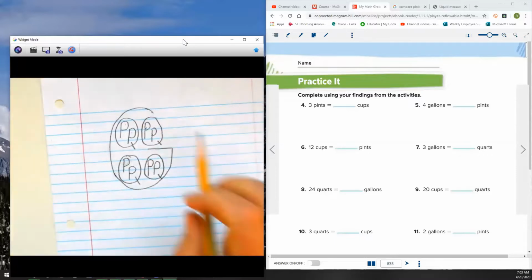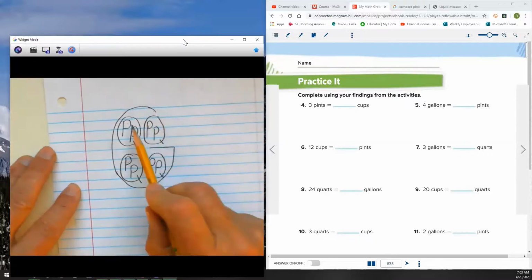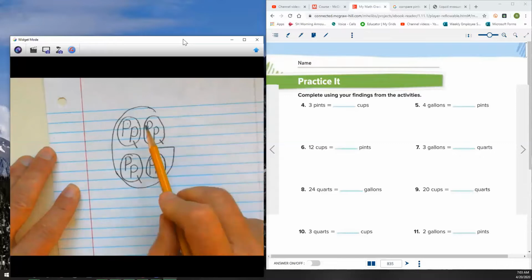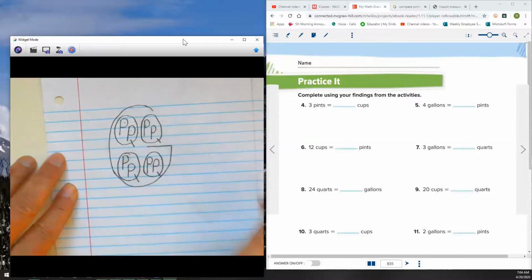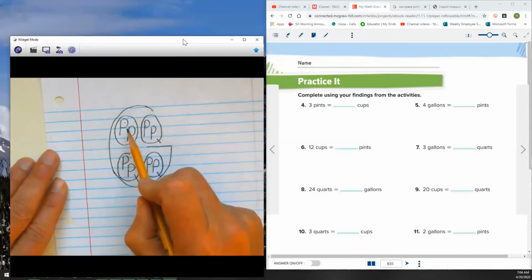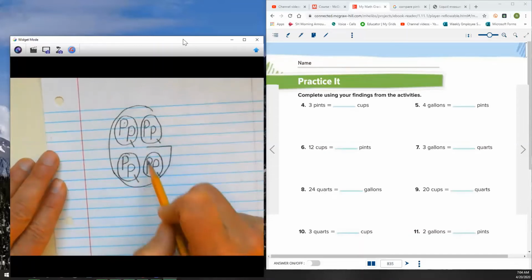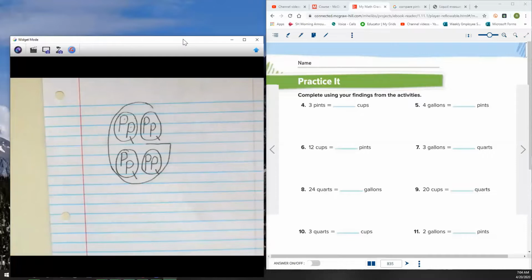So now I remind myself that I've got 2 pints in 1 quart, 4 quarts in 1 gallon. And I can also figure out here, I can count up all the P's, 1, 2, 3, 4, 5, 6, 7, 8, and know that there are 8 pints in 1 gallon.